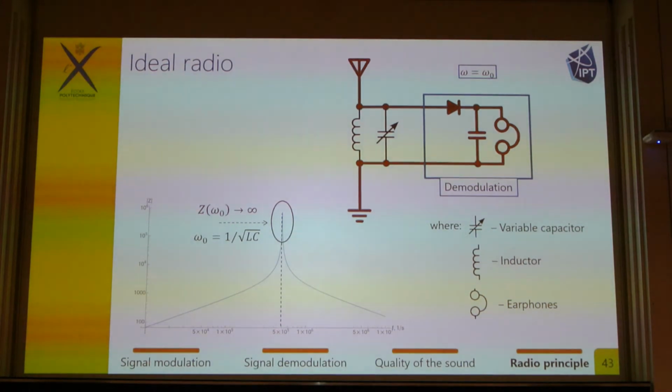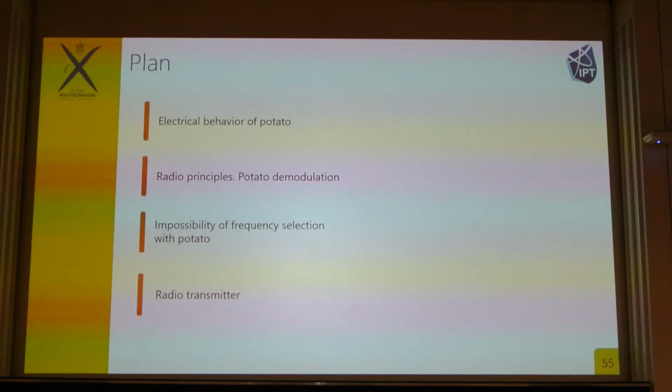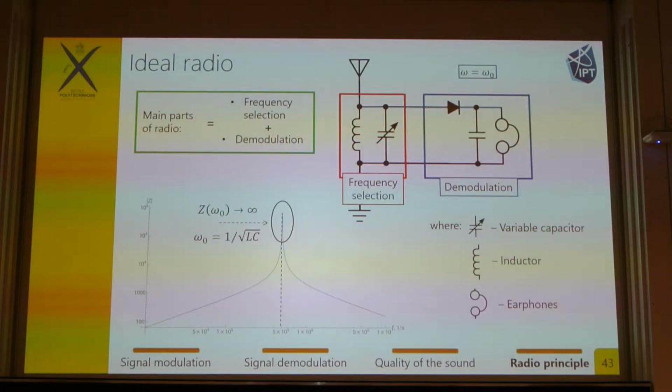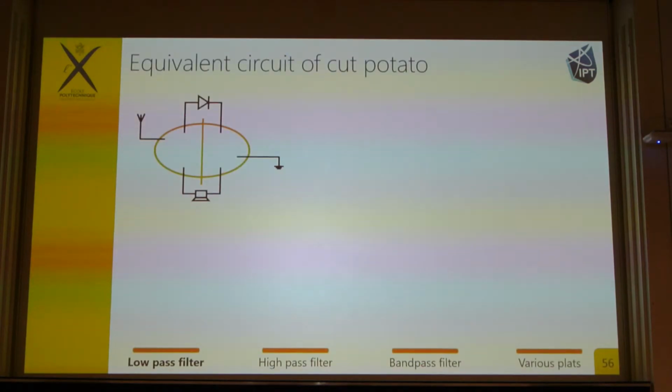And this is very important. So the radio is actually the frequency selection plus the demodulation part. So we proved that we can use the potato for the demodulation part, but can we use the potato for frequency selection? This is very important. To do that, first we want to study the equivalent circuit of the potato. We'll do this very simply. We have the antenna on the left, we have the diodes, next we have the potato.